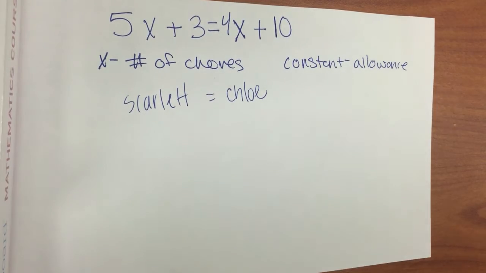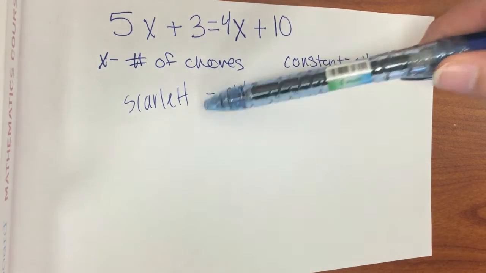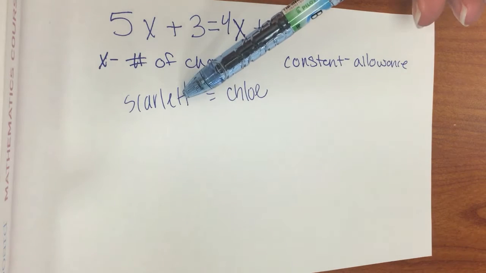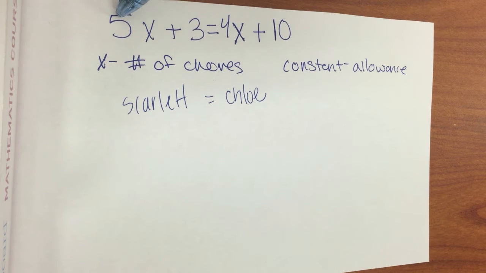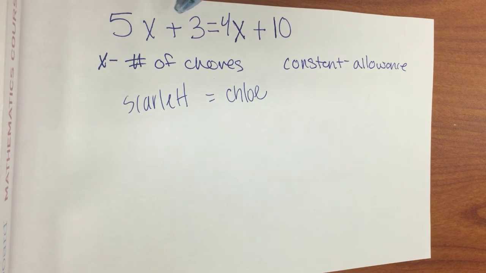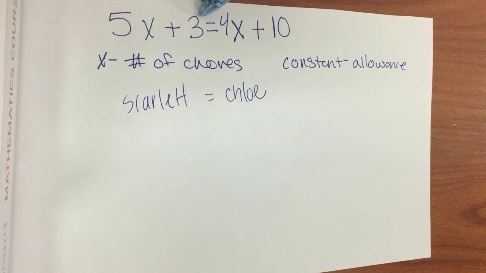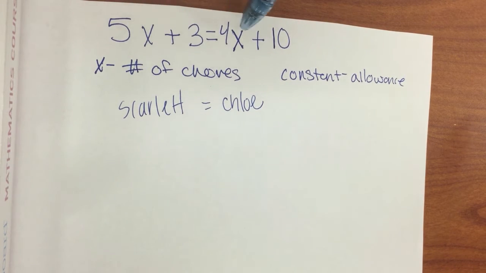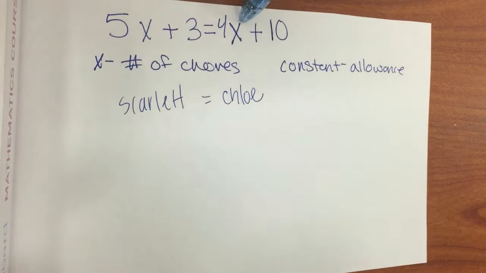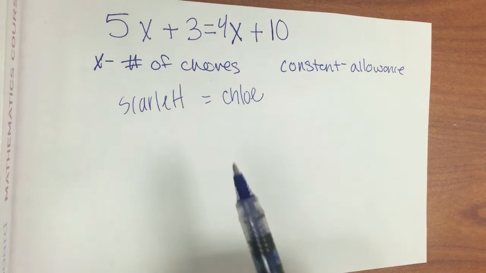Okay, so this is going to be my story problem. I want to know how many chores Scarlett has to do if she gets paid $5 per chore and an additional $3 that she already gets per week for her allowance. I want to know how many chores they each have to do to make the same amount of money. Let's say they want to buy the same toy and they each need, I don't know, $50.